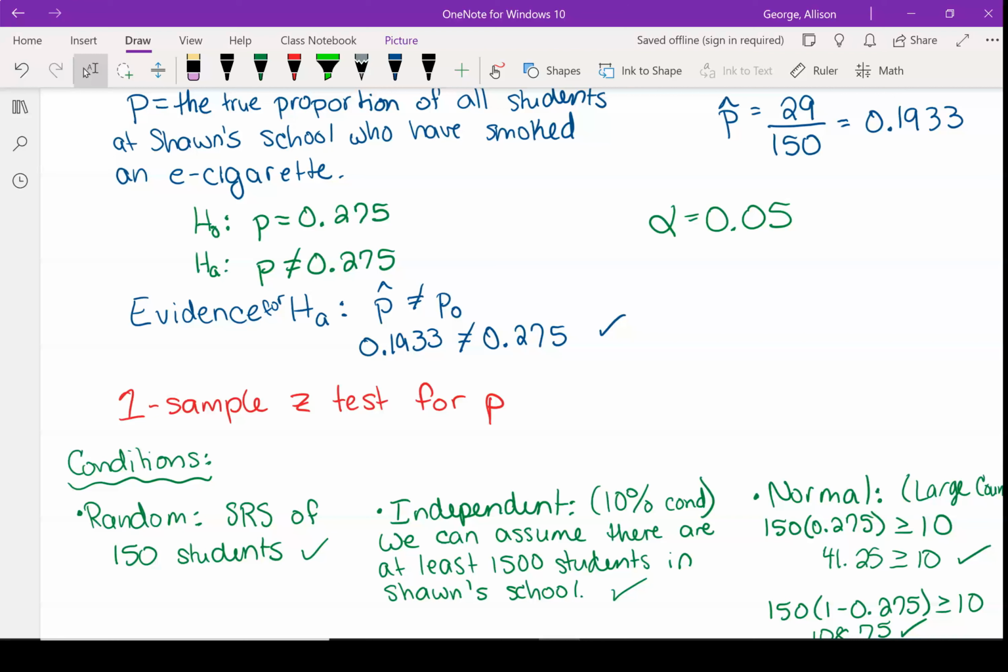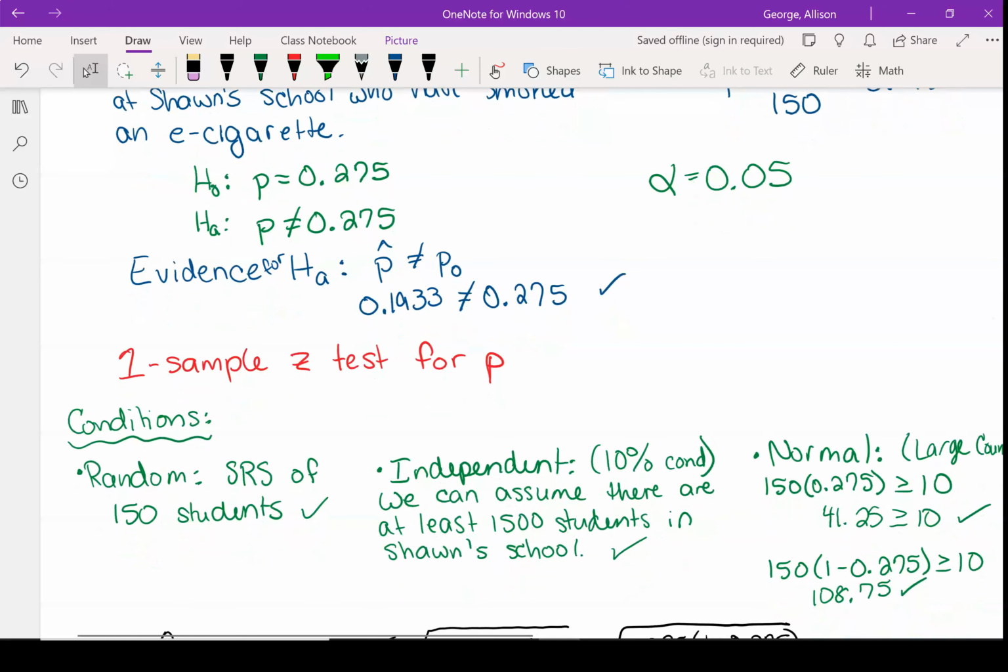Then for large counts, the one thing we want to be careful about is to remember that we are testing assuming the null hypothesis is true. So we're checking to make sure our null hypothesis sampling distribution is approximately normal, not our sample. We have to be careful with that. Looking at this, I'm checking large counts with p-null, and I end up getting 41 and 108. So yeah, we're good. Both of those are bigger than 10. So we've checked all three conditions. All three conditions have been met. We can actually proceed with the calculations.